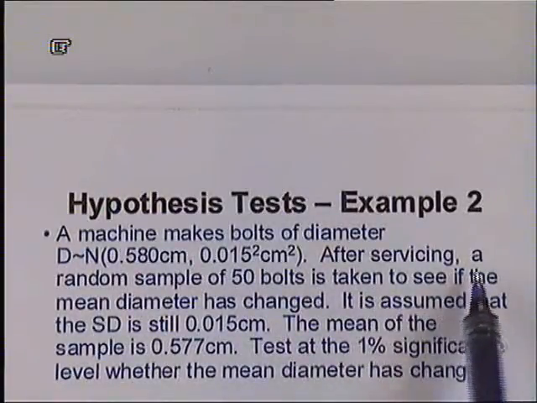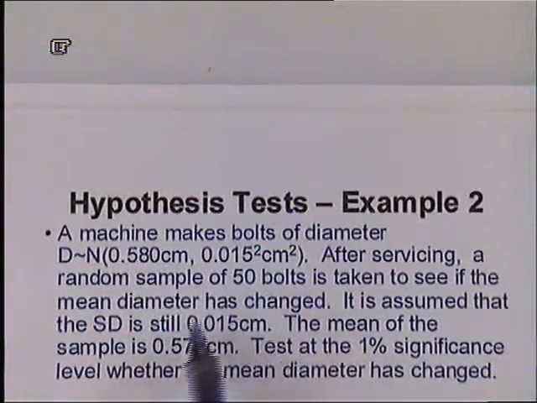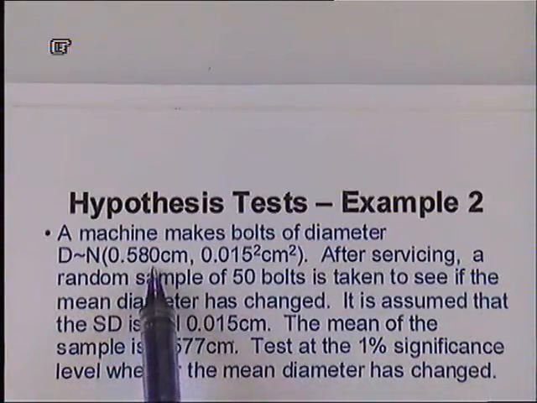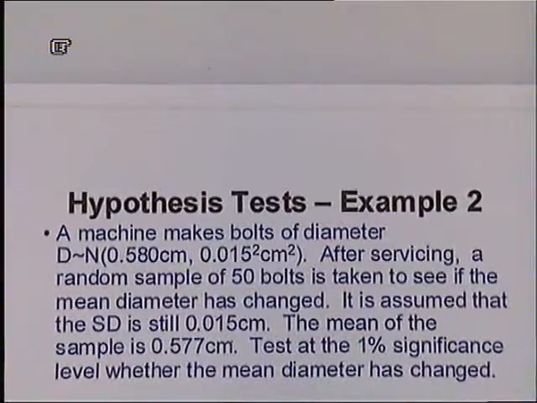After this machine has been serviced, a random sample of 50 bolts is taken to see if the mean diameter has changed. We assume the standard deviation is still the same. The mean of the sample is less than what was up here, and we're now told to see at the one percent significance level whether the mean diameter has changed. So you've all got that question in front of you, so I'm going to take that off the screen. Right, what was step 1 of our 6-step rule?